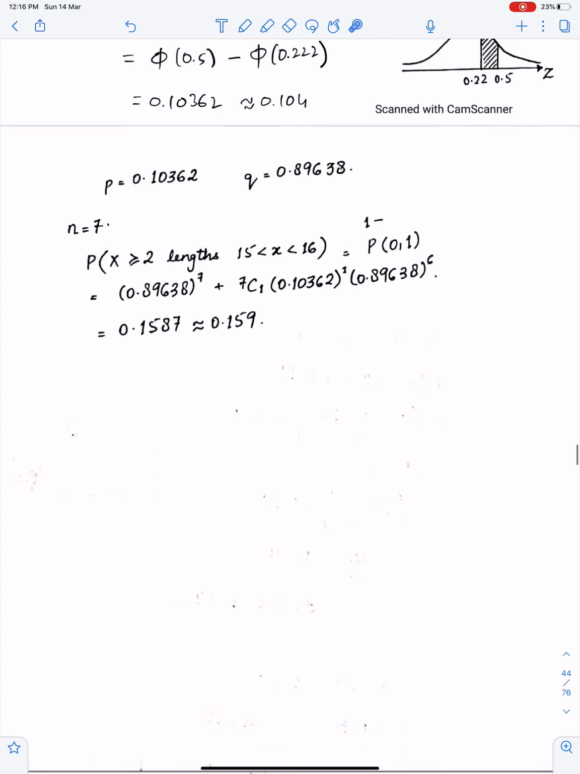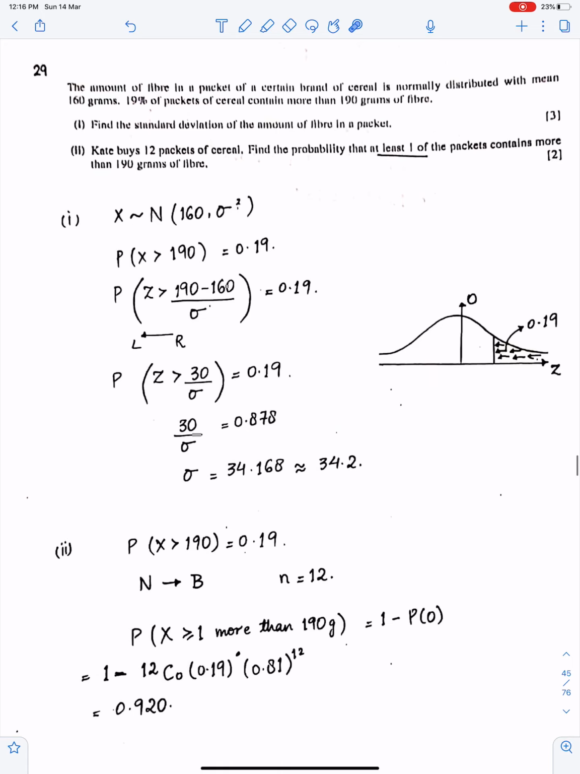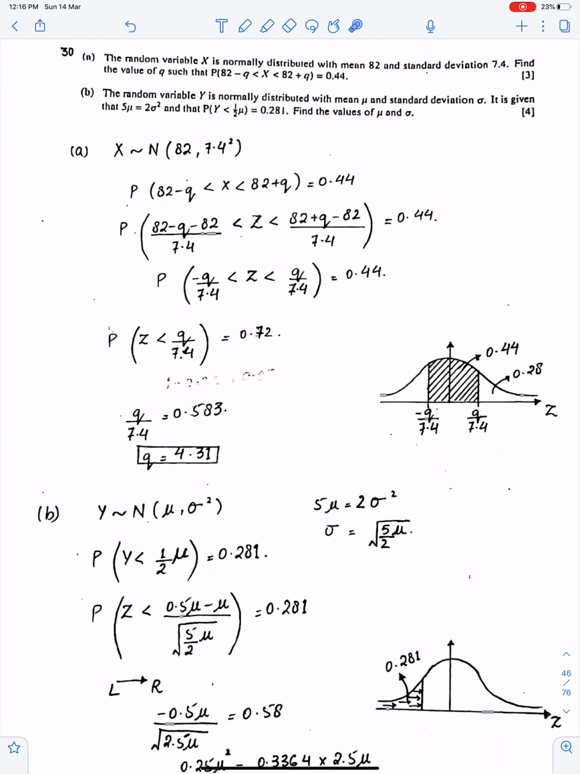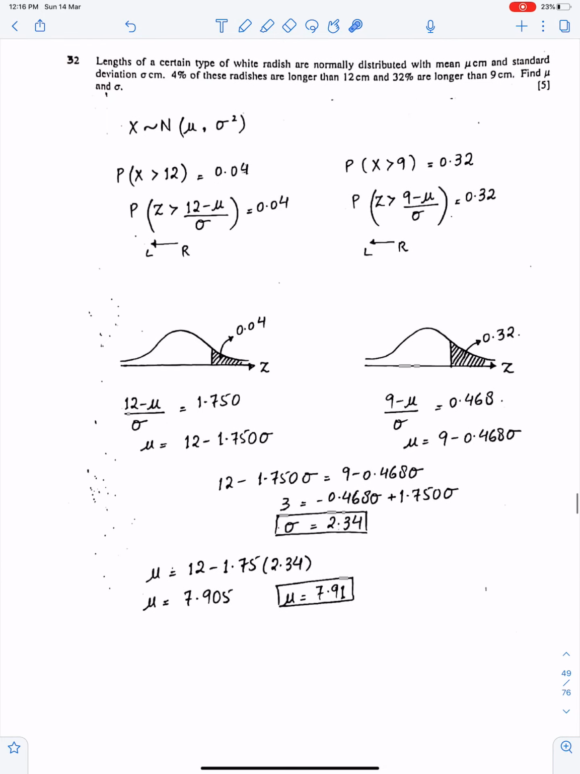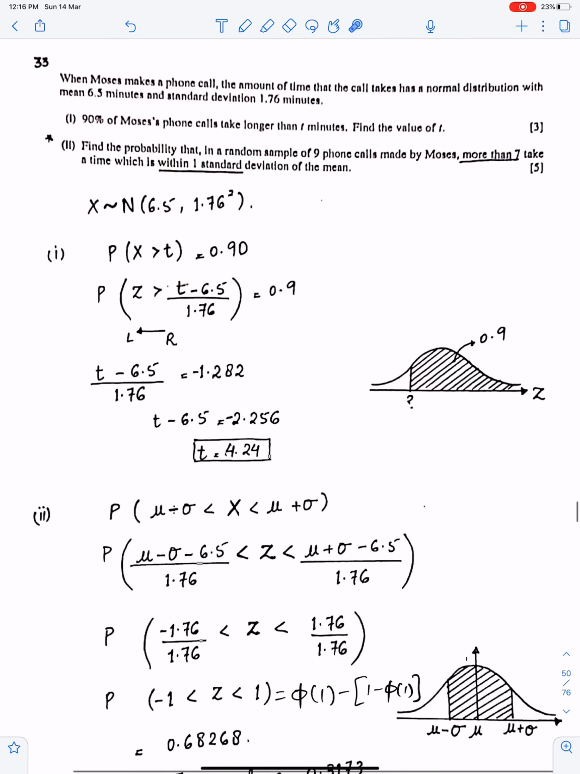Leaving this question because this is simple. Leaving this as well. This question is also simple. Simple questions. Now this question is important, 33. The second part. The first part is simple.